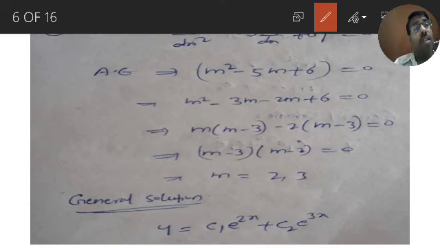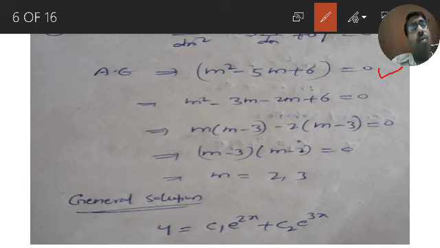Once a general equation of a homogeneous differential equation is given, try to write it in operator form. Then from operator form, go to the auxiliary equation. Then from the auxiliary equation, find its roots. Depending on the roots, write down the general solution. So now what is the auxiliary equation? m squared minus 5m plus 6 is equal to 0.